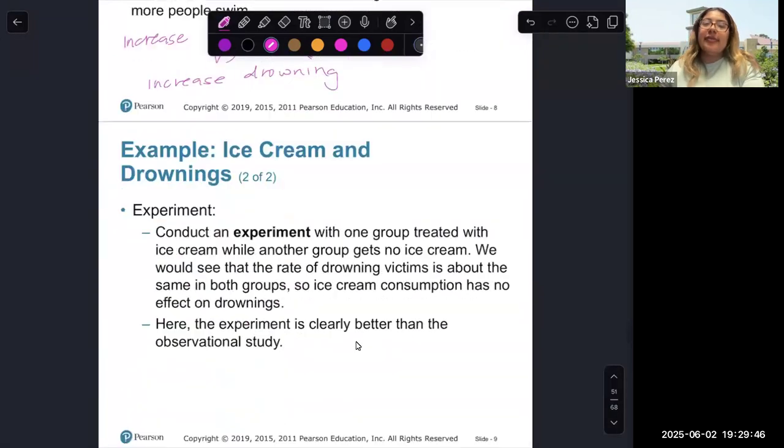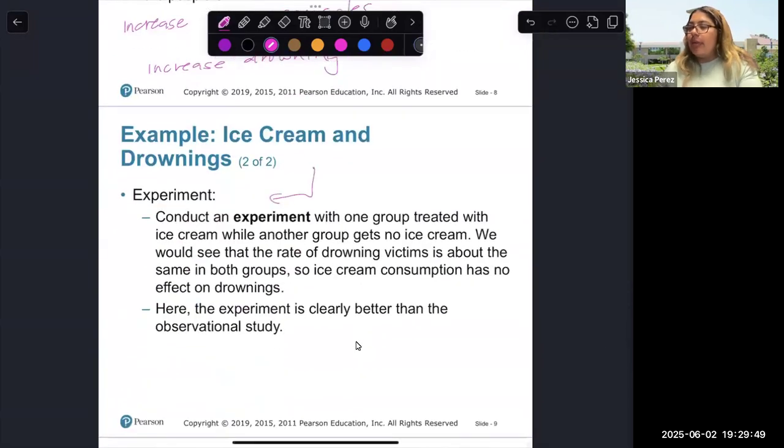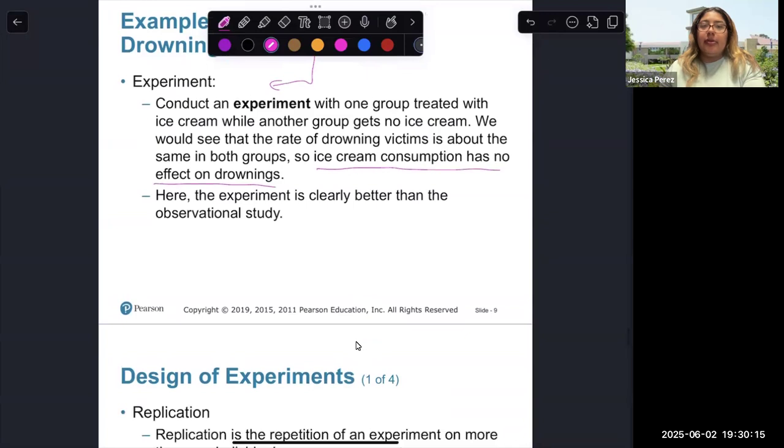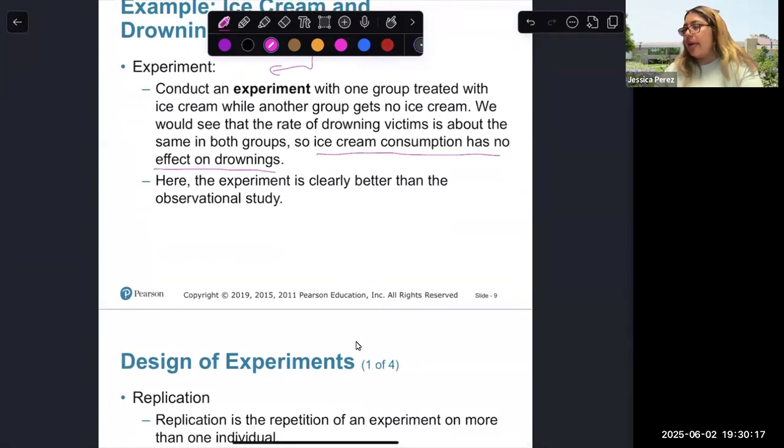Whereas in this case, for ice cream and drowning, the experiment was obviously a more adequate choice because we were able to treat one person who gets an ice cream while the other one doesn't, and the rate of drowning is about the same. So ice cream consumption has no effect on drowning. So we clearly get two different possibilities. Here the experiment is clearly better than the observational study. And that actually depends on what type of study you're doing or conclusion you're drawing.